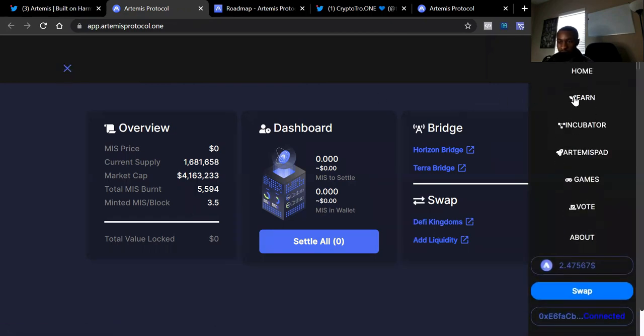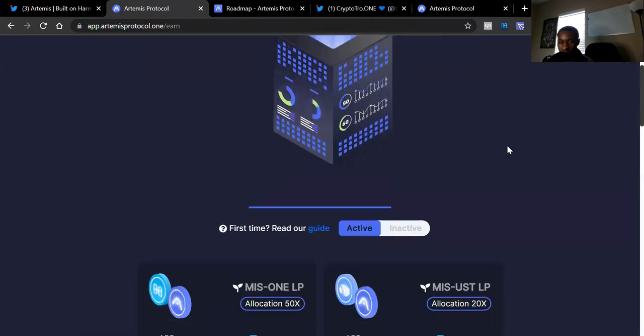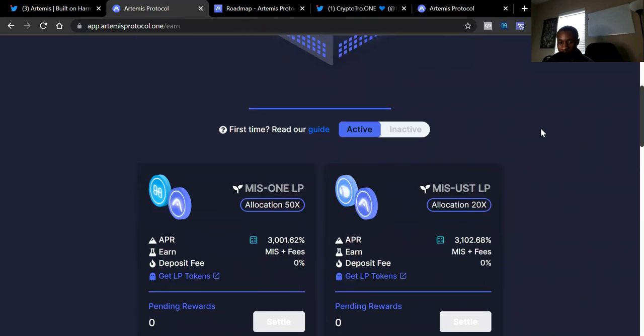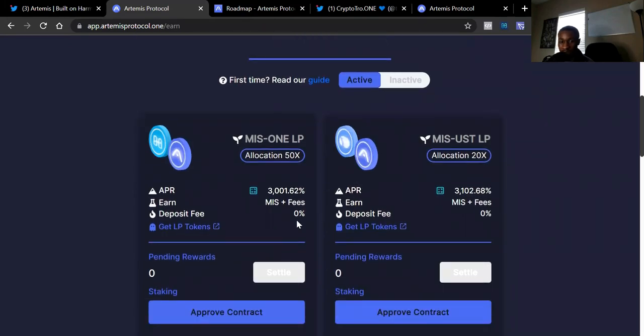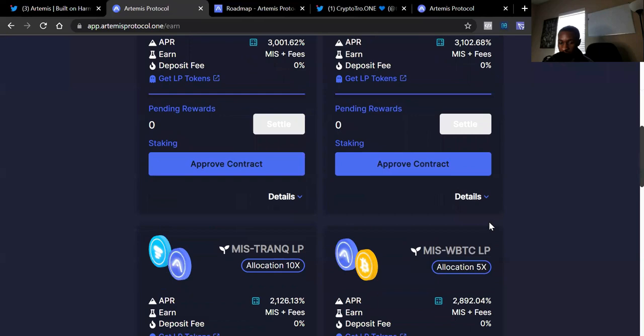We're currently at home, but let's go to the earn portion of it. So this is the Artemis earn right now. We see MIS with ONE. That's 3,000% a year right now. 3,000% for this liquidity pool. And I believe currently Artemis is right at $2 to $2.25, something like that. So if you want to get in that pool, it's still early. Then you have the MIS and the UST, and that's another 3,000% a year as well.